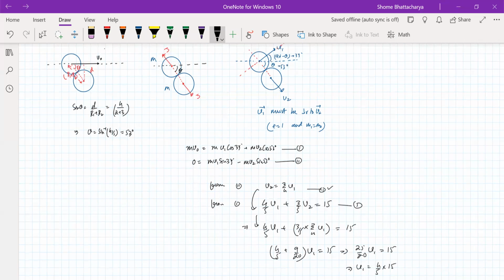V1 should be equal to V0 sine 53. So that's 4/5. So V1 will come out to be 12, and V2 will come out to be 9 from this.